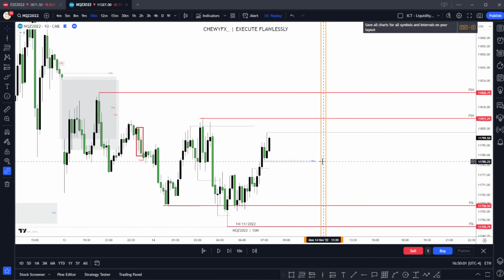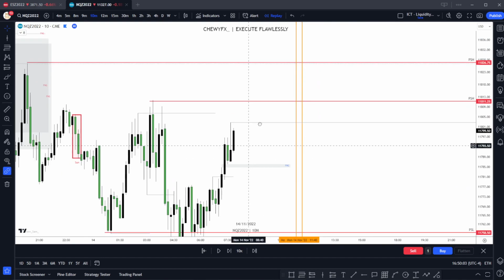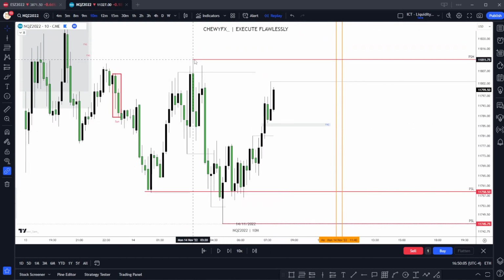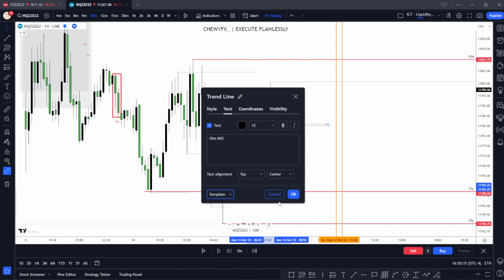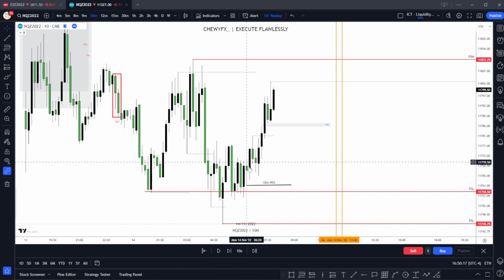Okay, we're not trading in between this news area here. Okay, now let's draw up our 10 minutes stuff. Okay, swing low. Technically, you could say that's a swing low there, but I'm just not a fan of that, honestly.